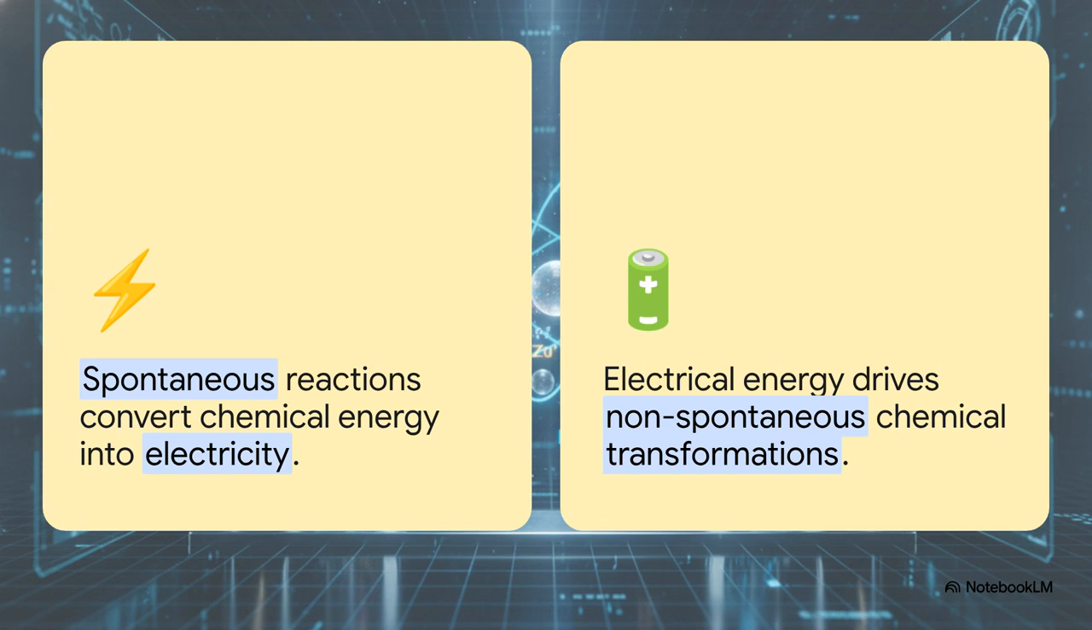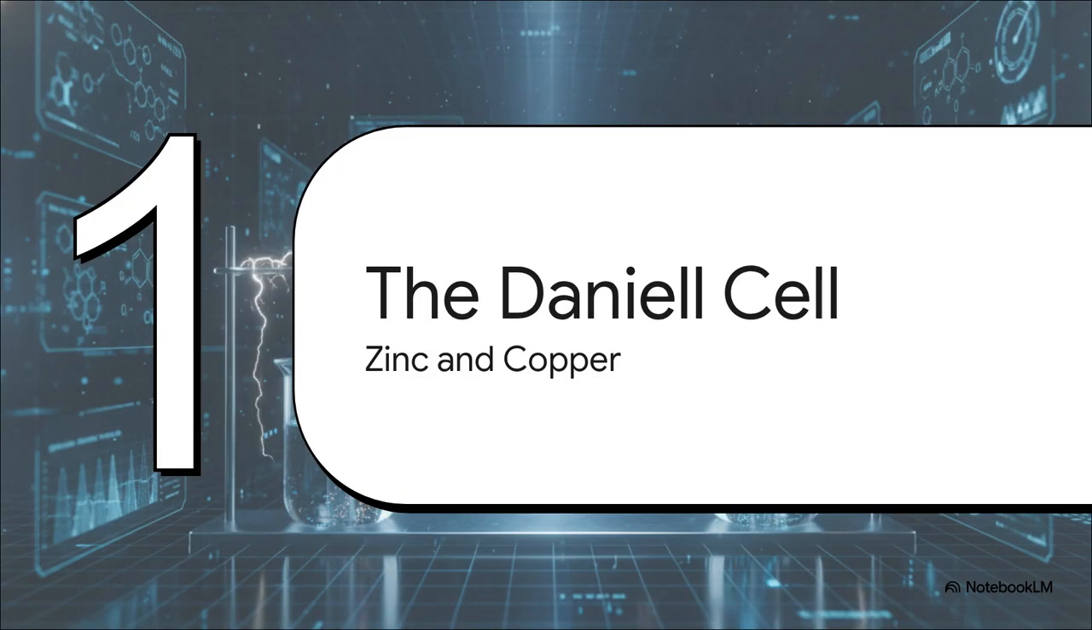Then, on the flip side, we have electrolytic cells. These are the consumers. They take incoming electrical energy and actually use it to force a non-spontaneous chemical transformation to happen. It's essentially a perfect two-way street of energy transfer. Moving to section 2, inside the Daniell Cell.